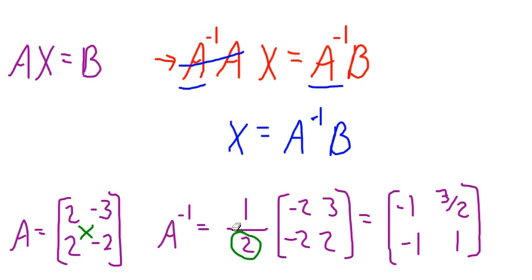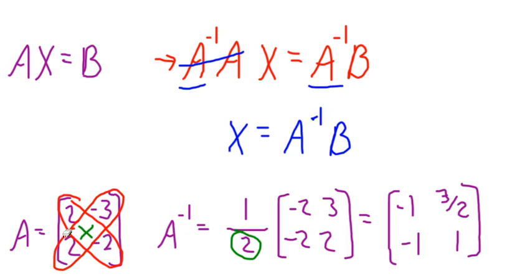Then we have to look at the values along our main diagonal, the 2 and the negative 2. In our inverse, those are going to switch positions. And then we look at the opposite diagonal, the negative 3 and the 2, those are going to switch signs.